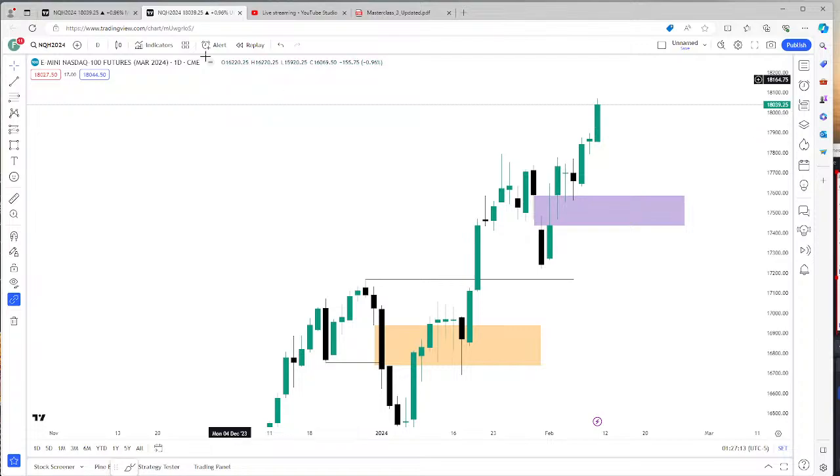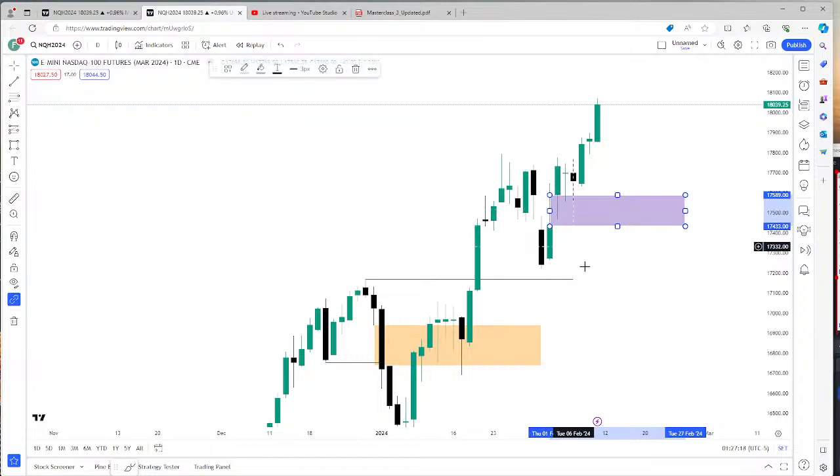Now, does anyone know what that's called? Let me just get rid of this. What is that called? It's a type of PD array. It's a bit of an advanced one. Who knows what that's called? Where just the wicks overlap. It's not a fair value gap. It's very similar though. Who knows the name of that PD?